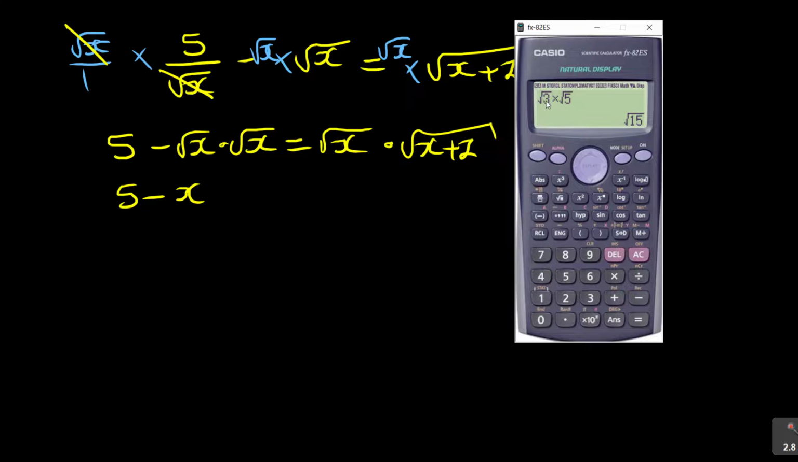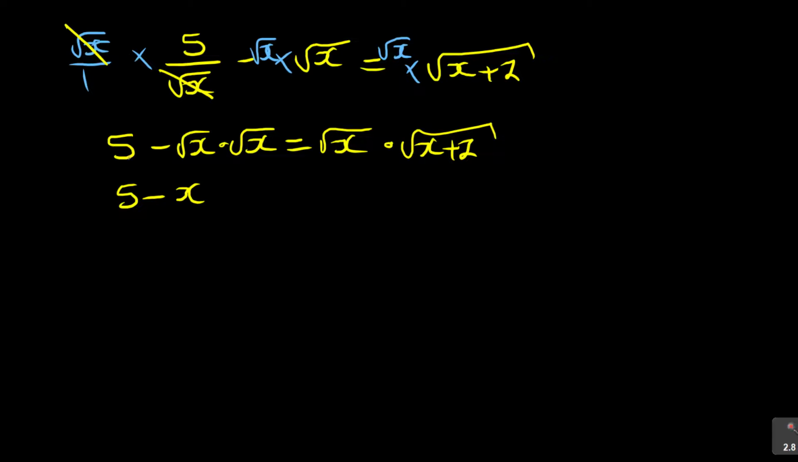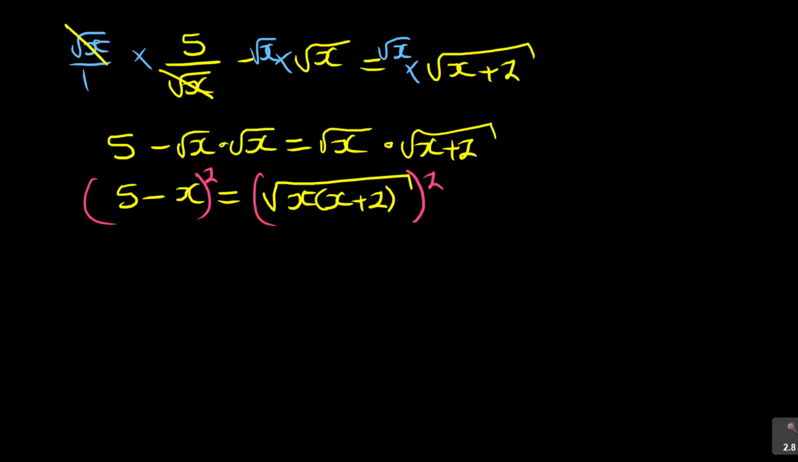So what it does is it multiplies 3 times 5. So even here it will be 5 minus x is equal to square root of x times x plus 2. It multiplies everything under the square root. Are you seeing that? Then when you've done that, you can see that you need to get rid of this square root here, and you put a square like what you did previously.